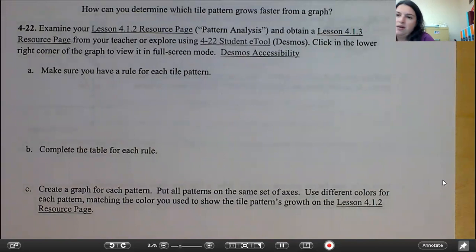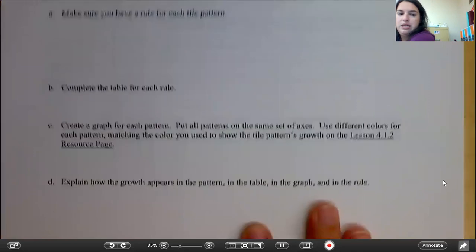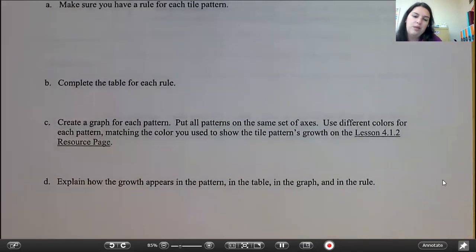If you're back with me, that means you have finished part C. Part D says examine how the growth appears in the pattern, in the table, in the graph, and in the rule. So go ahead and answer that question right now. Okay, if you're back with me, you have answered part D. We're going to save that, and we're going to talk about those in class.